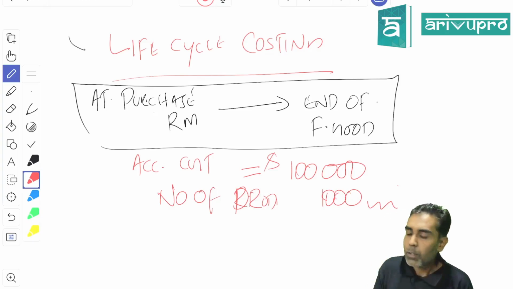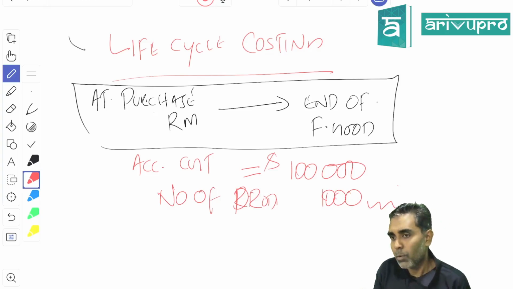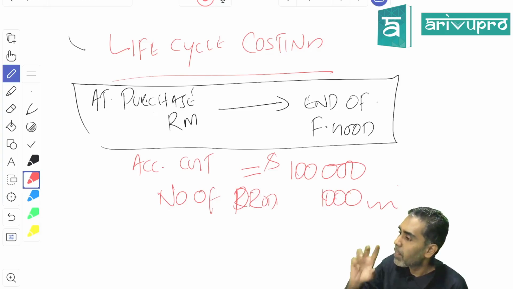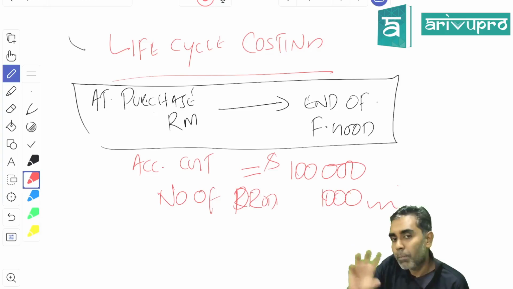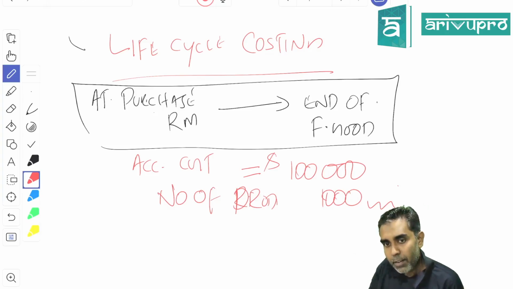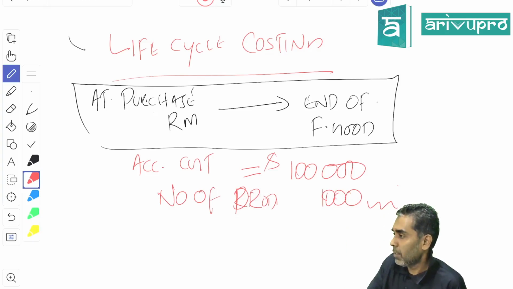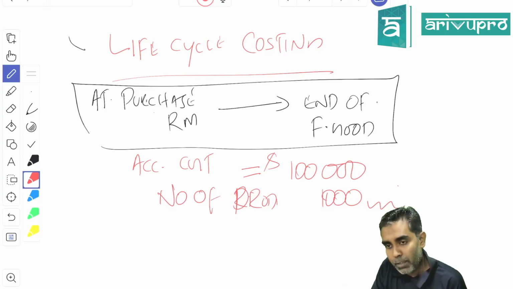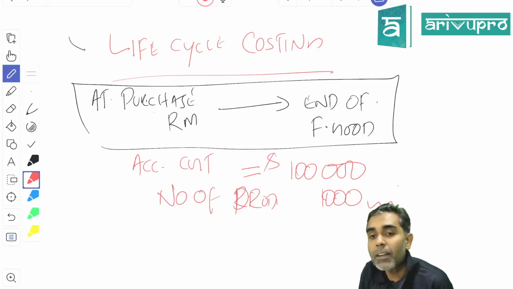But life cycle costing teaches us, no. You can't take only the cost that you have incurred with regard to the product from purchase to sale. There are some expenses the product or the company is going to incur before manufacturing. We call it pre-manufacturing cost. Best example, research and development.